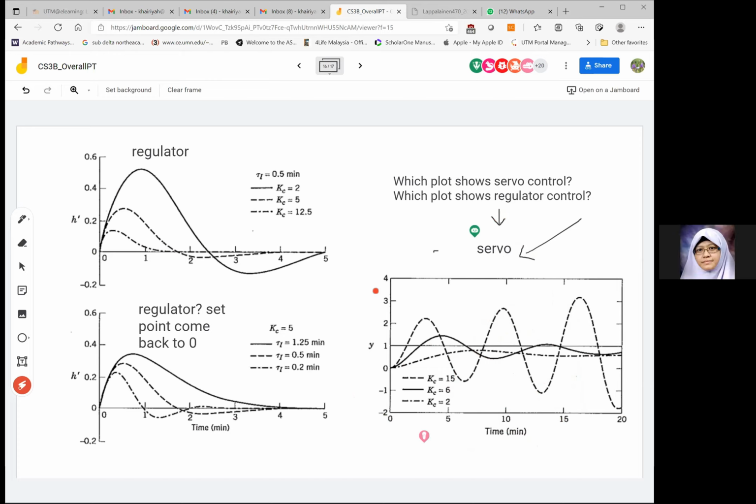Servo. Okay. Servo, because you see that the control variable, this is the new set point, 1, so the control variable is trying to reach there. Yeah, so the higher the gain, you can see that it begins to oscillate. But after it reaches a certain point, it has reached beyond the stability limit. Okay, but it's slightly off the new set point because this is just P control.